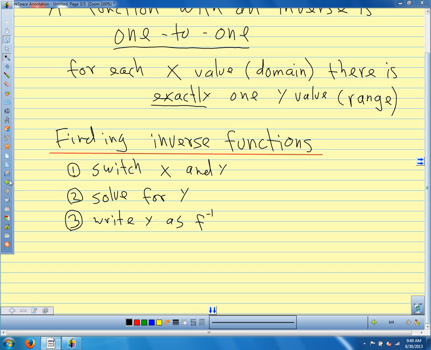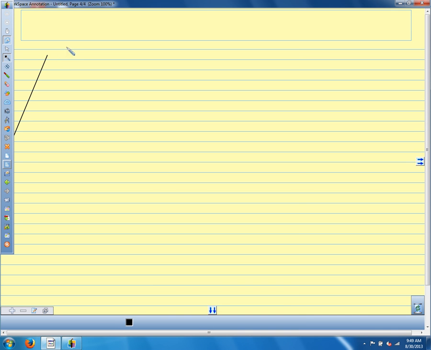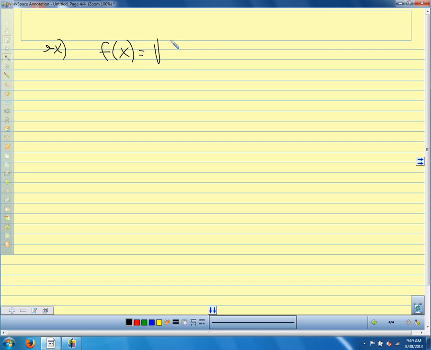Now we want to talk about how we find them. So let's say that f is the cube root of x minus 5. And we want to find the inverse. So the first thing that I'm going to do, I don't have a y here. You can always write f of x as y equals.